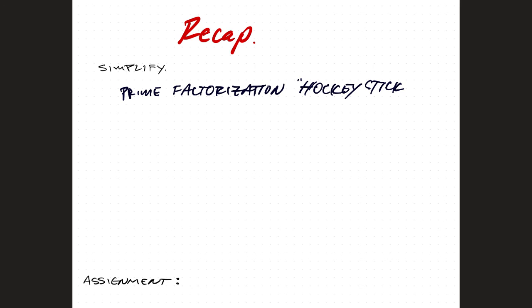Recap. So to simplify, we can find the prime factorization or use our hockey stick method. Or we can factor out a perfect square to make it a little faster.